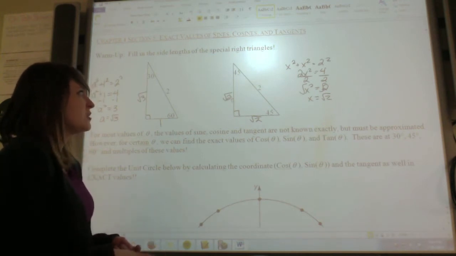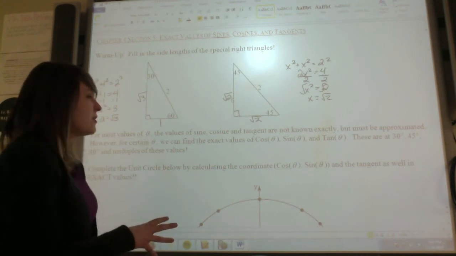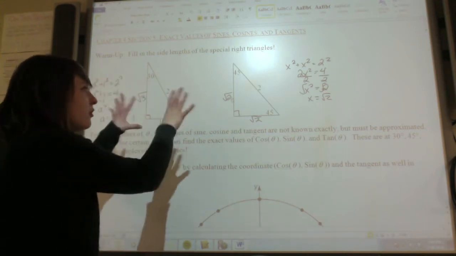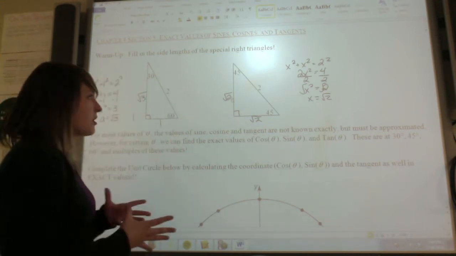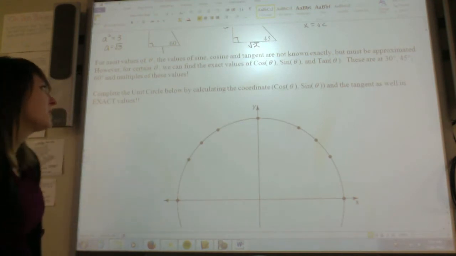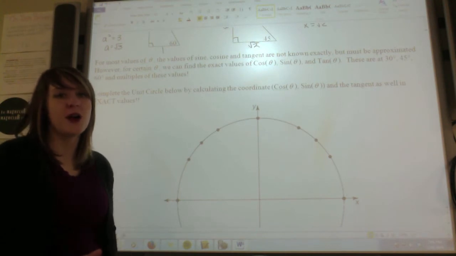And the reason I say that is because you're going to have to be able to come up with all of these measures on the unit circle with no prior knowledge. Okay, this is the only prior knowledge that you need in order to come up with those things. So for most values of theta, the values of sine, cosine, and tangent are not known exactly, but they must be approximated. And that's where our calculator comes in.